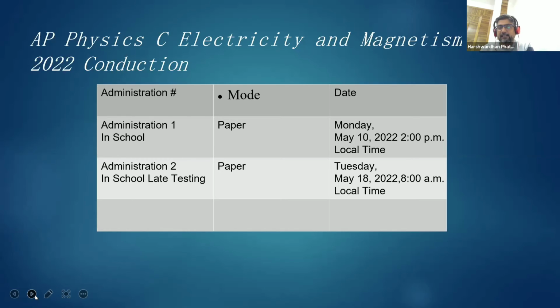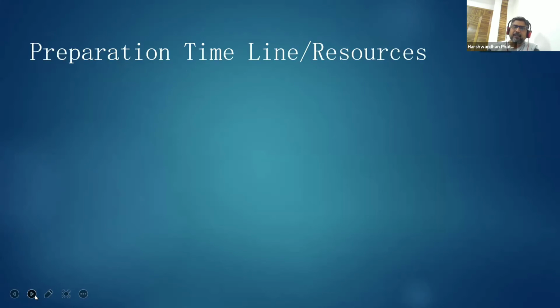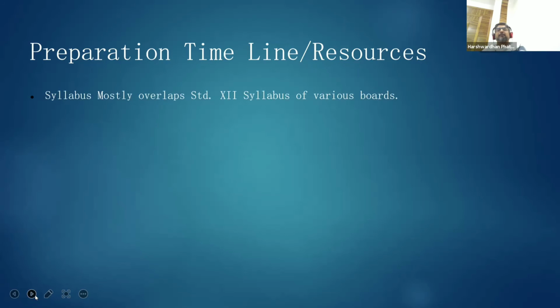Okay, but then yes, there is an option of late testing. Okay, maybe they might come up with a makeup exam as well in the end, but that is for later. As of now, these are the two administrations which would happen for this particular AP examination. Now, coming to the preparation timeline and the resources which are required, syllabus mostly overlaps with the standard 12th syllabus of various boards. Okay, so electricity and magnetism as part of the physics syllabus is usually taught in standard 12th, whatever board you will see.